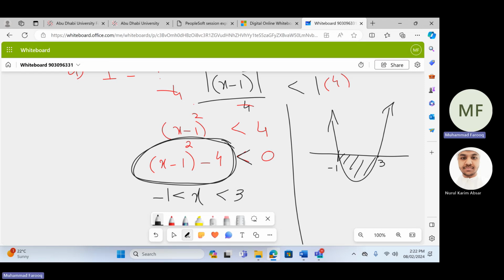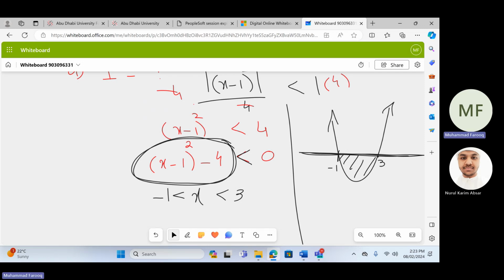This is now a quadratic inequality. There are two methods to solve it; if you go back, you can search on YouTube. One is called the algebraic method. Why did we take the down part? Because less than 0 means negative. Above the x-axis the graph is positive, below the x-axis the graph is negative. We need the negative graph, from -1 to 3. So this is my answer.